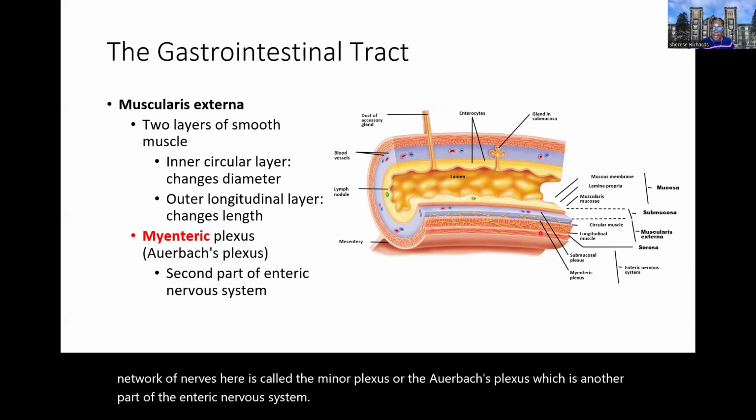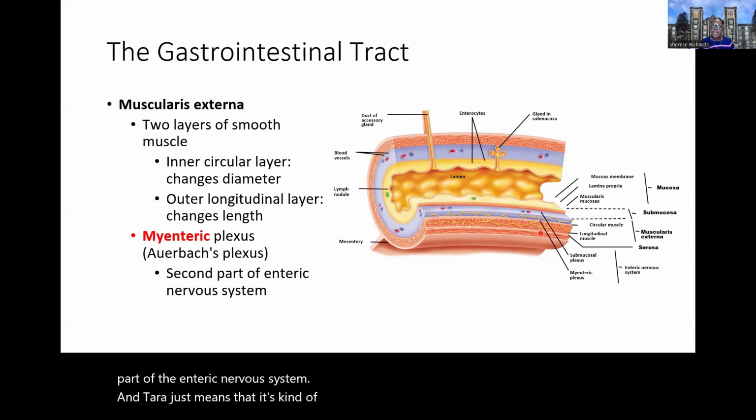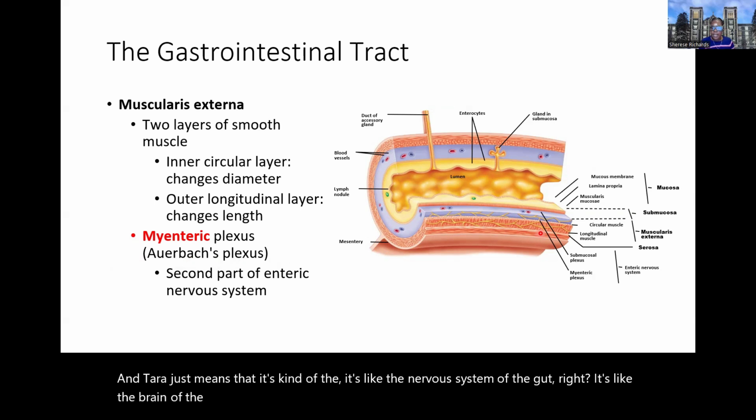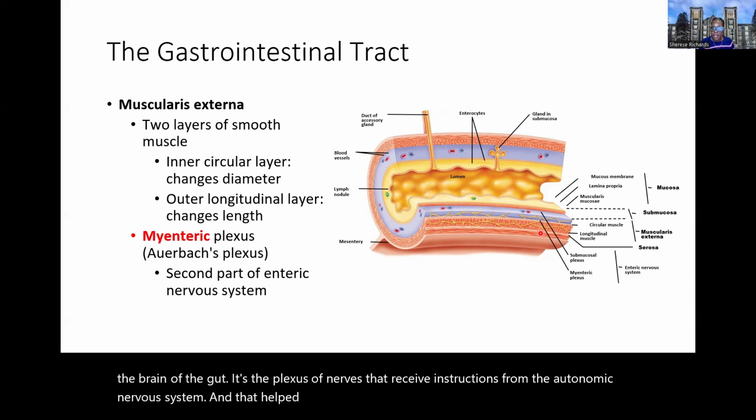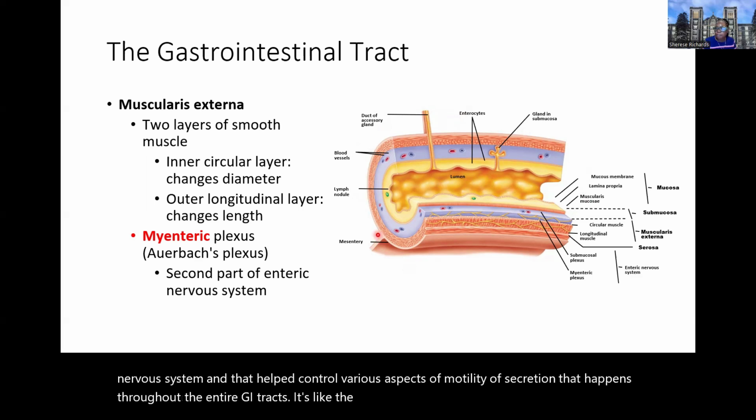Enteric just means that it's like the nervous system of the gut, right? It's like the brain of the gut. It's the plexus of nerves that receive instructions from the autonomic nervous system and that help to control various aspects of motility and secretion that happens throughout the entire GI tract. So it's like the brain of the gut.